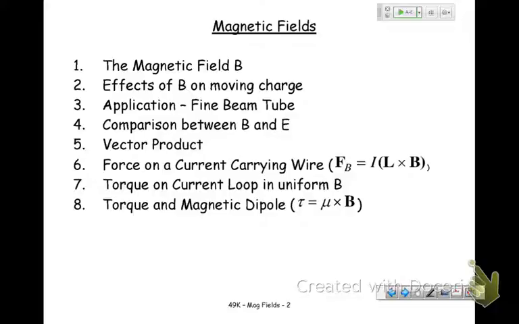Then we're going to talk about a brief comparison between the B field and the E field. We're going to revise a bit of math. We did this with, can you remember what part of Physics 1 we used the cross product in? What was it? It was the force of an angle. So what part was that?